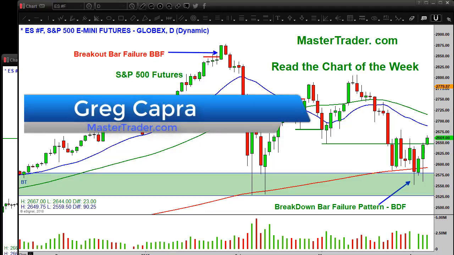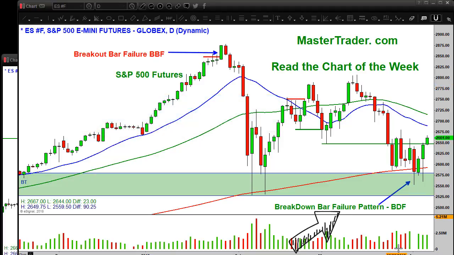Today I'm going to show you the breakdown bar failure pattern. A few months ago, I showed you the breakout bar failure pattern when this was occurring up at the high here, which suggested a short-term pullback. It did not suggest the drop that we did see.